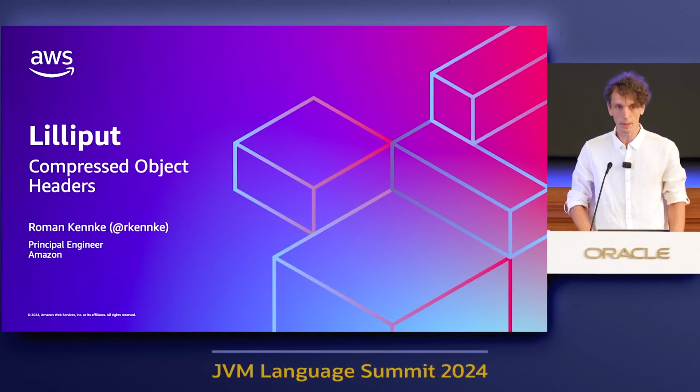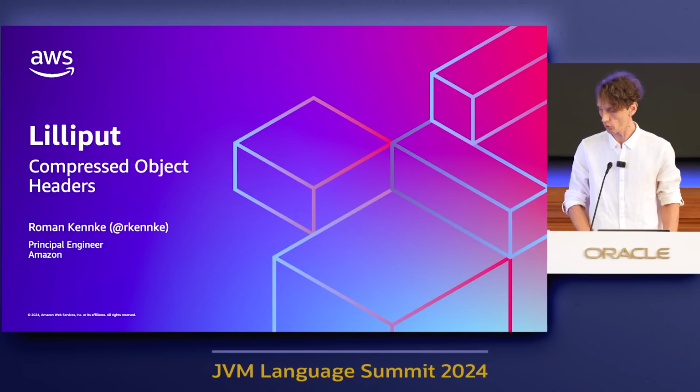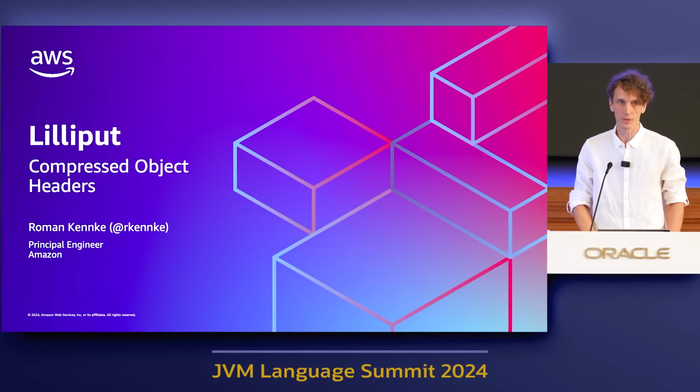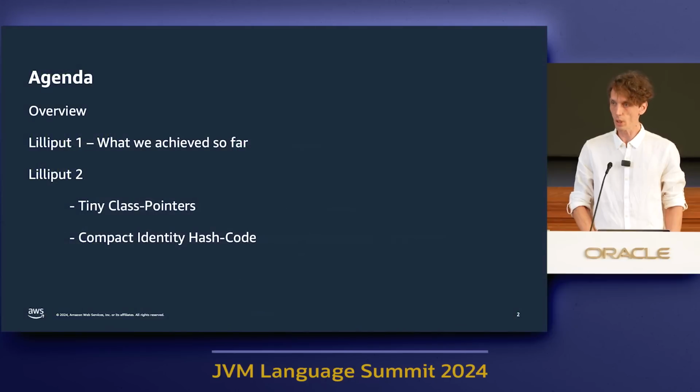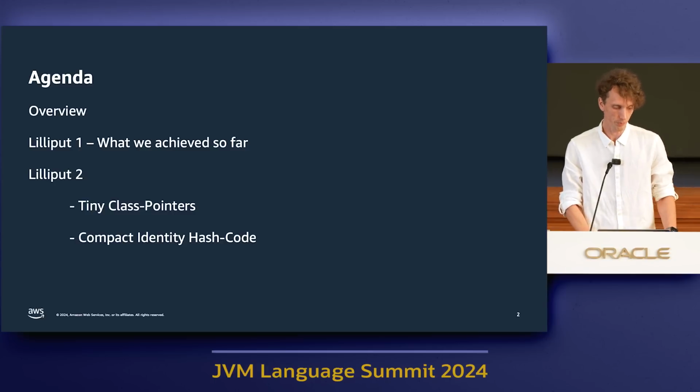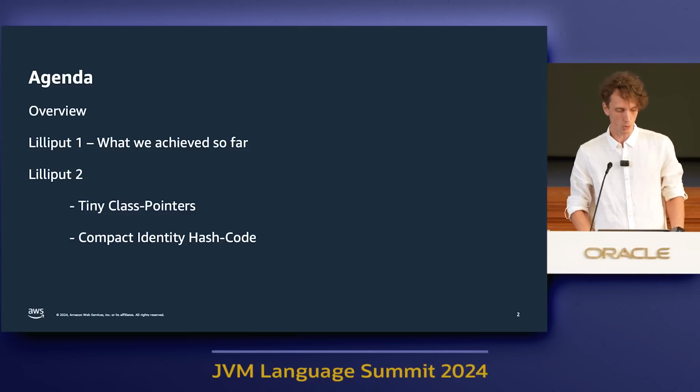My name is Roman. I'm going to talk about project Lilliput, also known as compressed object headers. I'm starting with a little overview, then I'm going to talk about what we call Lilliput 1, what we've done so far, and dive deeper into what we call Lilliput 2, in particular tiny class pointers and compact identity hash code.